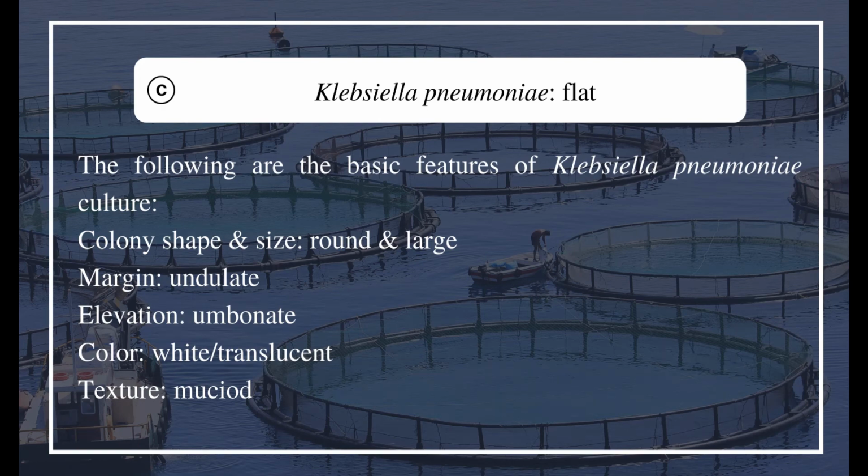The following are the basic features of Klebsiella pneumoniae culture. Colony shape and size: round and large. Margin: undulate. Elevation: umbonate. Color: white/translucent. Texture: mucoid.